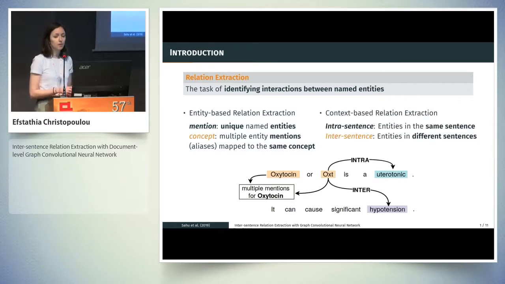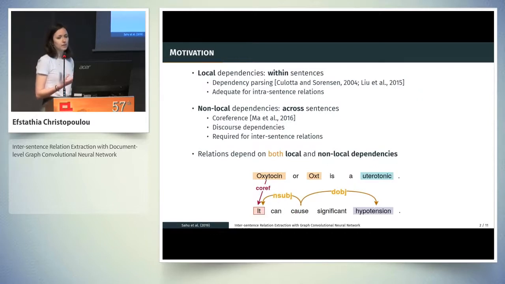In the second scenario, we have context-based relations. Intra-sentence relations are between entities that reside in the same sentence, whereas inter-sentence ones are between entities in different sentences. Again, as shown in the example, OXT and eutonic have an intra-sentence relation, while OXT and hypotension have an inter-sentence relation. Generally, we can identify intra-sentence relations using local dependencies that reside within sentences, and this was proved by previous work to be adequate for intra-sentence relations. However, for inter-sentence relation extraction, we have to rely on non-local dependencies, such as coreference or discourse types of dependencies that reside across sentences.